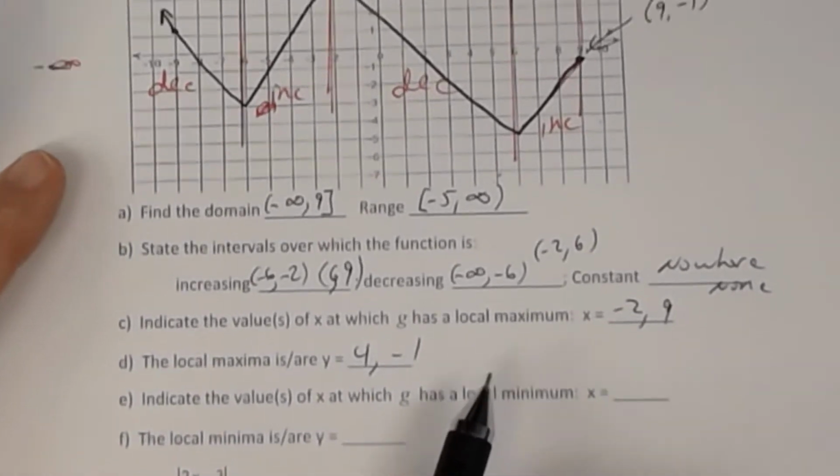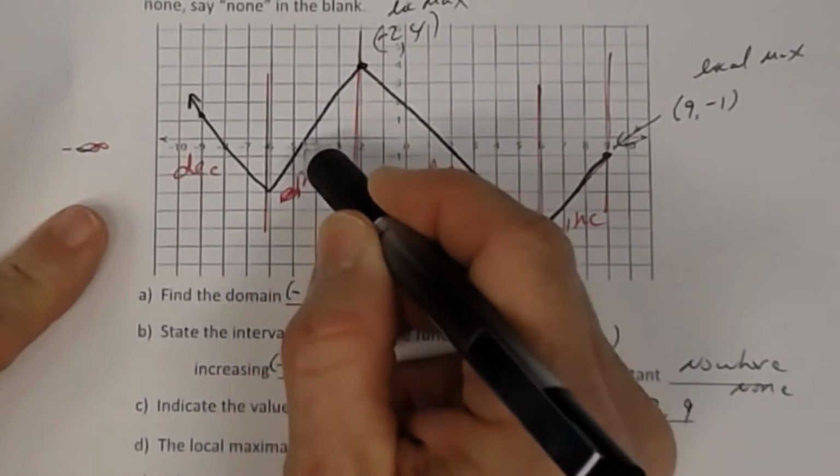Now they're asking for a local minimum. So local minimum is where you go from decrease to increase.